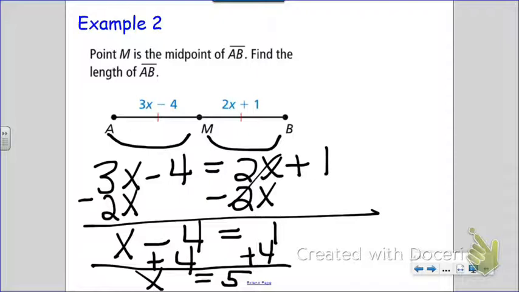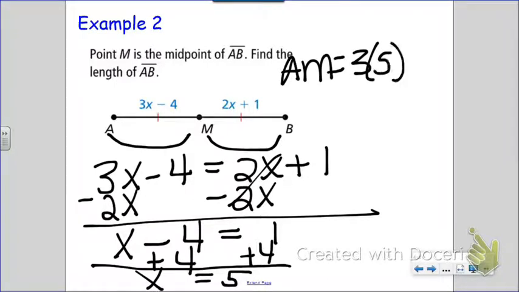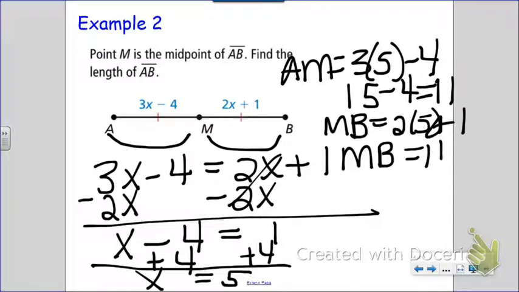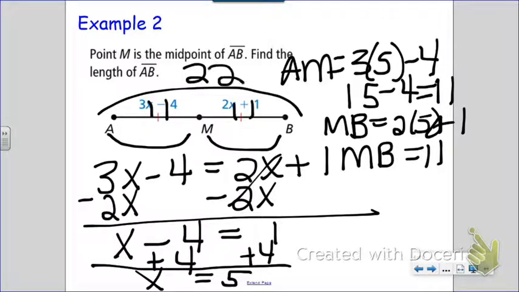If x is 5, we go back up to the beginning. We want to find the length of the whole segment. So from A to M is 3 times 5 minus 4. 3 times 5 is 15 minus 4 equals 11. From M to B is 2 times 5 plus 1. M to B is 11. They should be the same, so A to B, the whole length would be 11 plus 11, 22.